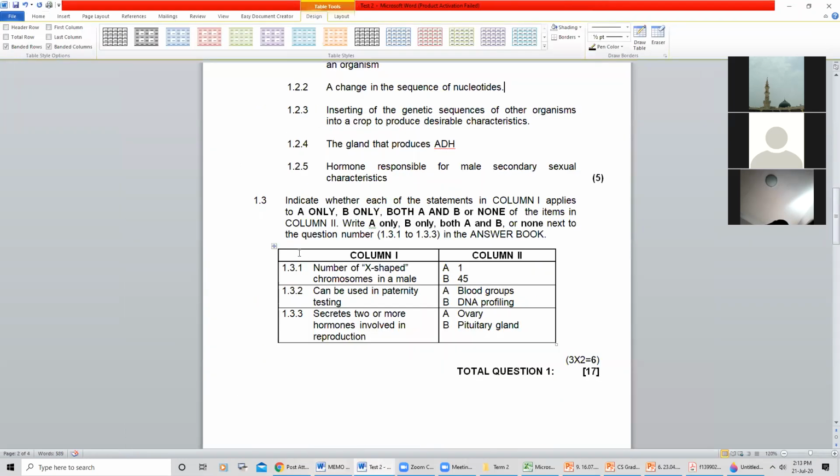Okay, we get to the matching of columns, right? They're saying 1.3.1, the number of X-shaped chromosomes in a male. Now, this was actually a trick question, right? They're not saying the number of X chromosomes. The question is saying the number of X-shaped chromosomes. So who's got the answer there?